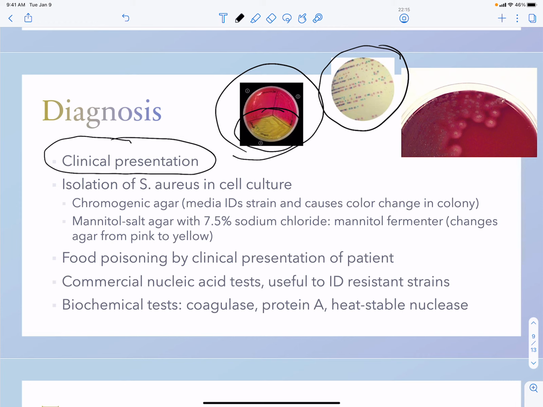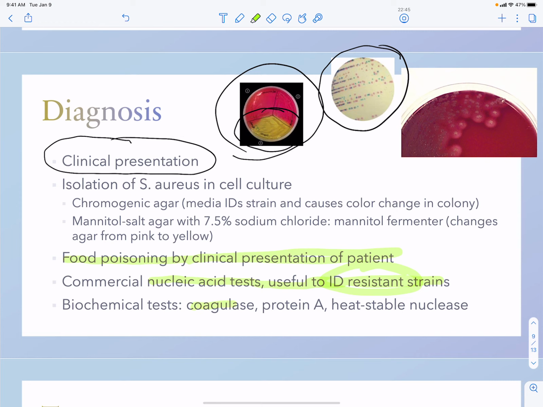You also have, if you have a patient experiencing food poisoning, this is going to be based on history and clinical presentation. If they just ate and within 2 hours they're in the emergency room, it's an intoxication. There's no way a bacteria can grow that quickly in the gut and produce toxins to cause food poisoning in that short period of time. There are also commercial nucleic acid tests which can ID different strains, especially for resistance like MRSA.